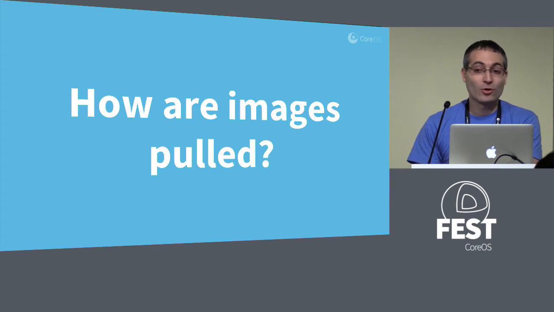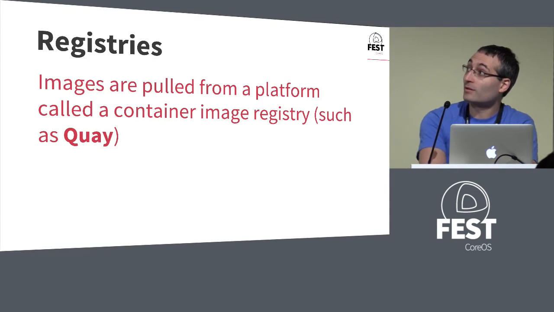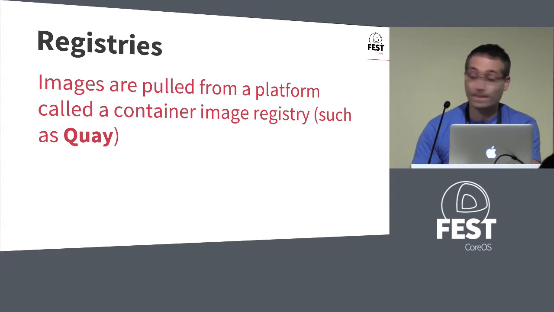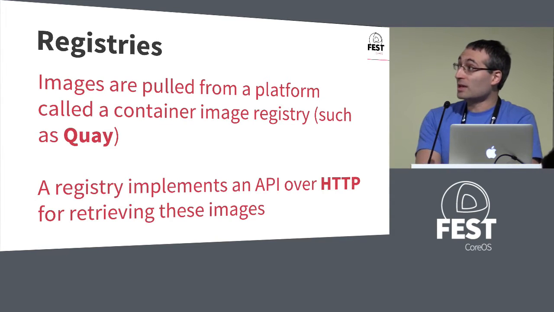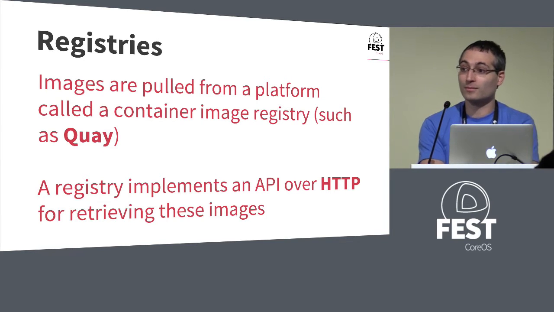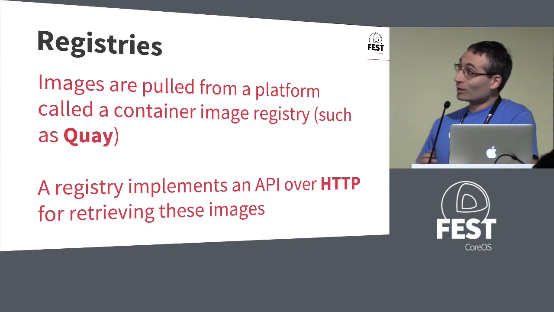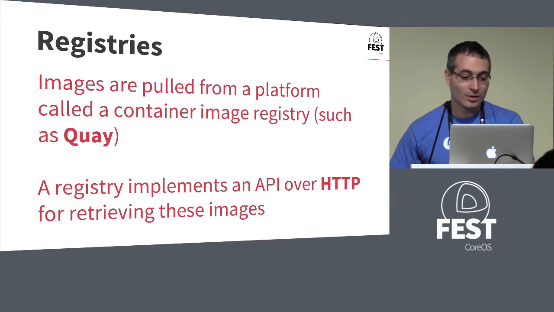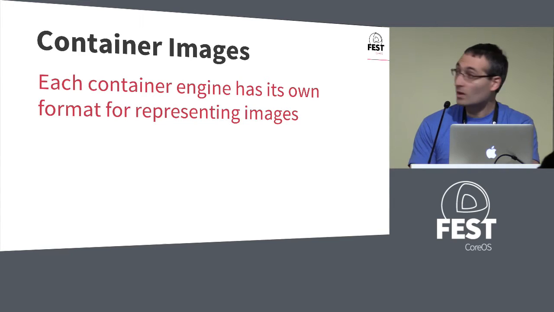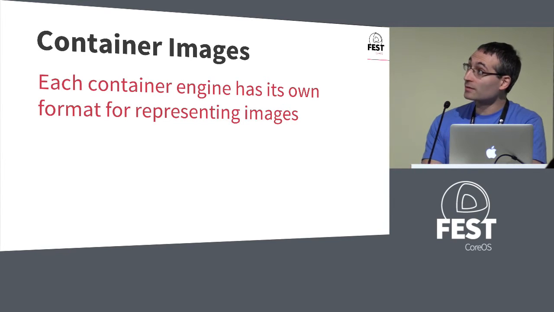How are images actually pulled, and why does this lead to slowdown? Container images are pulled from a platform called a container image registry. Quay is a good example of this. A registry implements an API over HTTP for retrieving these images. This is a very important point to keep in mind when we're moving forward. It's really easy to implement an API against HTTP, but it can also be slow due to the number of round trips necessary.